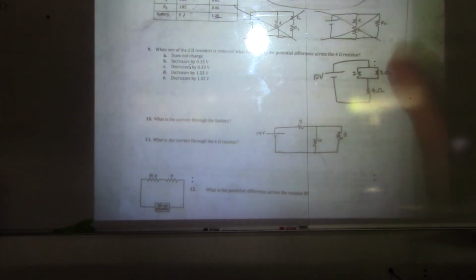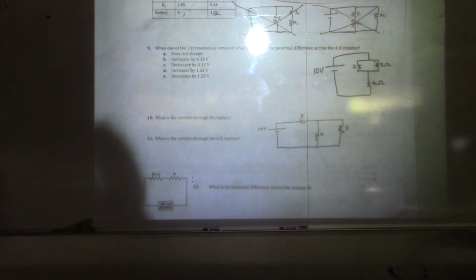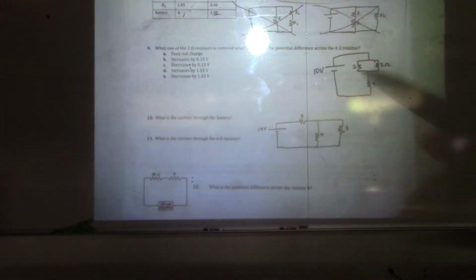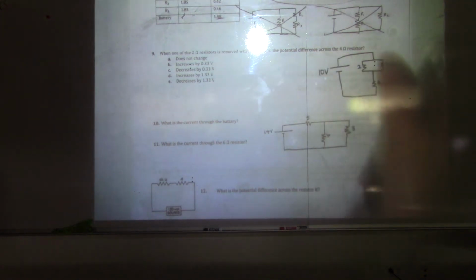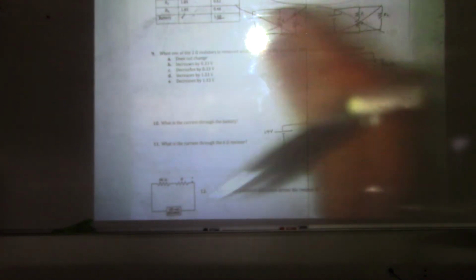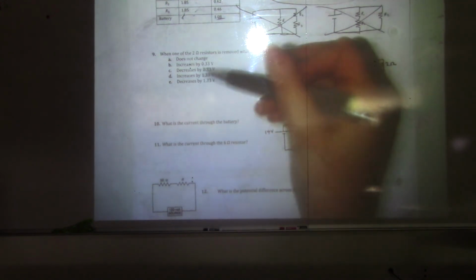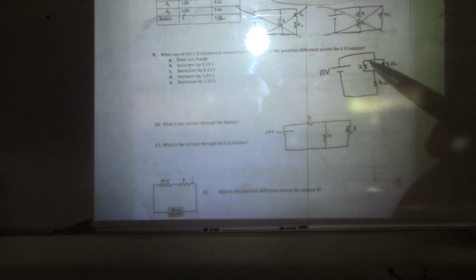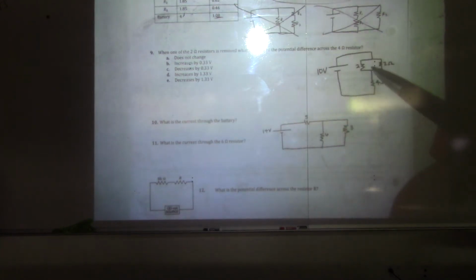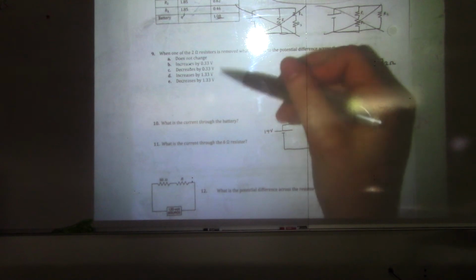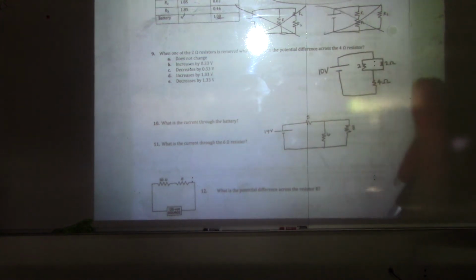If I take away one of these 2 ohm resistors, what happens to the potential difference? So just talking about timing strategy here, in class I saw a lot of people that did the reasoning. Okay, I'm gonna figure out increase, decrease, and they spent like a minute or 2 figuring out whether it increased or decreased, and then they had to do the math to figure out how much. Because you're gonna have to do the math anyway, your math is gonna tell you if it increases or decreases, so just be strategic with your time. If you're gonna have to do the math anyway, then don't worry about the reasoning through why it increases or decreases, because you're gonna get the numbers anyway.